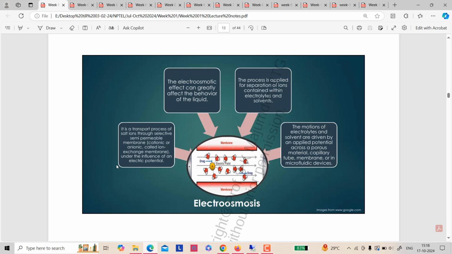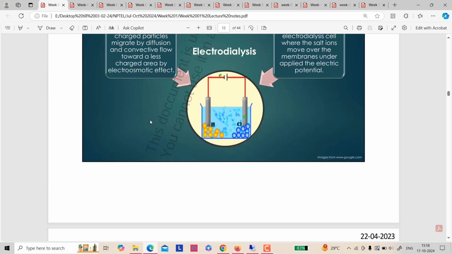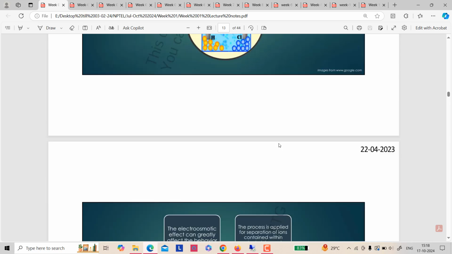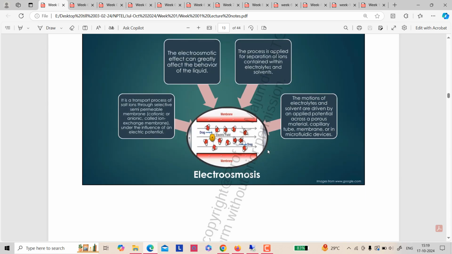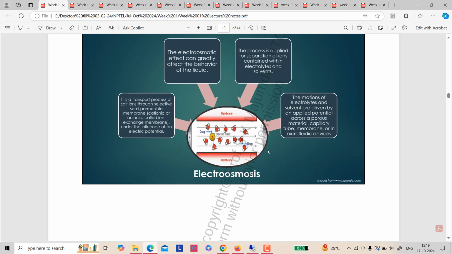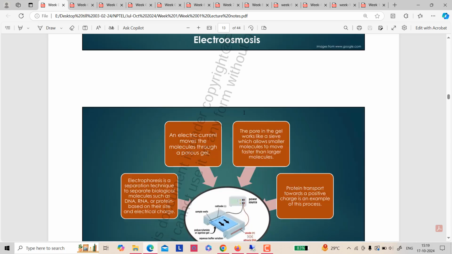It is a transport process of salt ions through a selective semi-permeable membrane. In electrodialysis there is no membrane, but charged particles flow from the higher concentration zone to the lower concentration zone. In electroosmosis, there is a semi-permeable membrane through which maybe cations can pass or anions cannot pass, based on our requirement. We use the membrane. You can change the membrane.